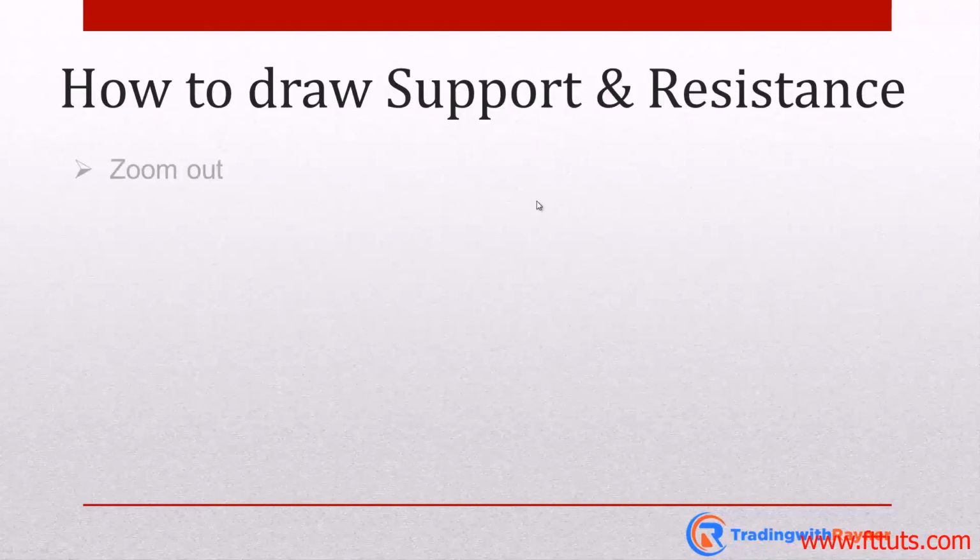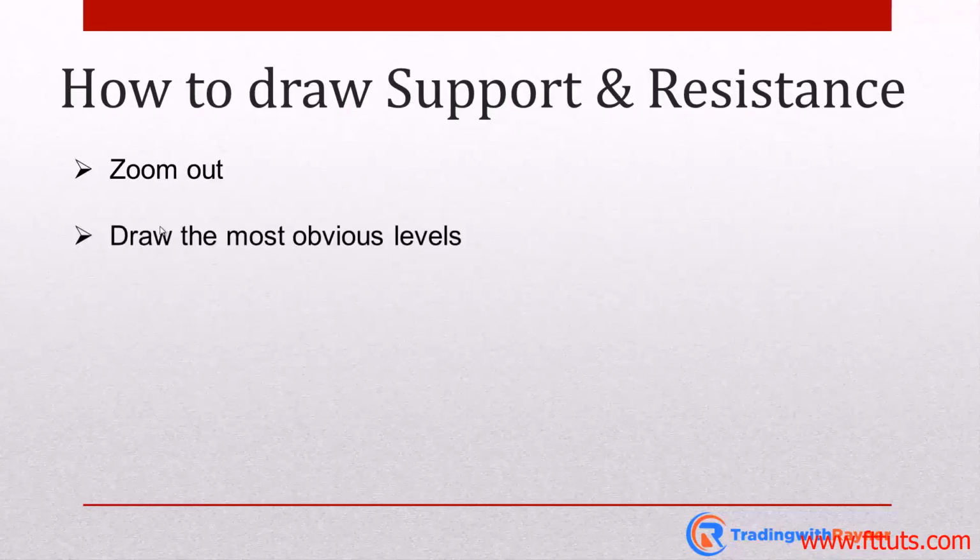So step 1, what you'll need to do is to zoom out your charts, right? The reason why you want to zoom out your charts is because in step 2, you want to draw the most obvious levels. And if you zoom out your charts, it makes your life much easier to know which are the most obvious levels you should be paying attention to. And finally, once the obvious levels are drawn out, then you just do some minor adjustment to get the most number of touches on the levels.